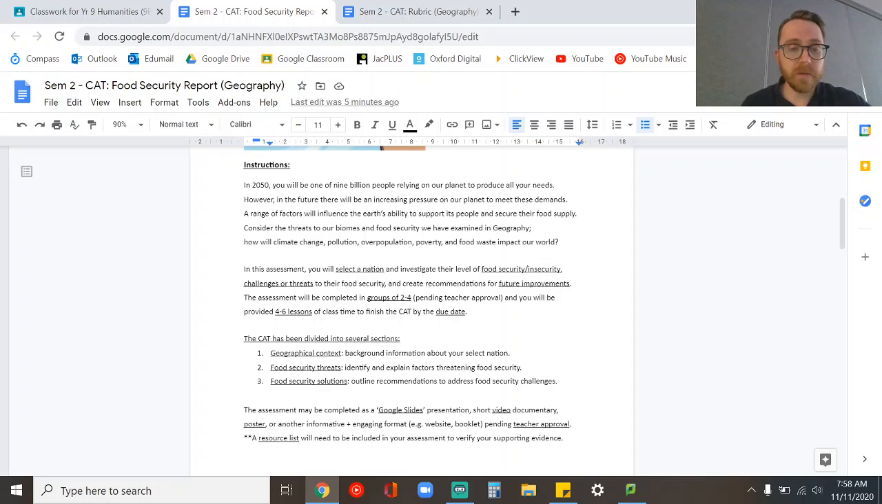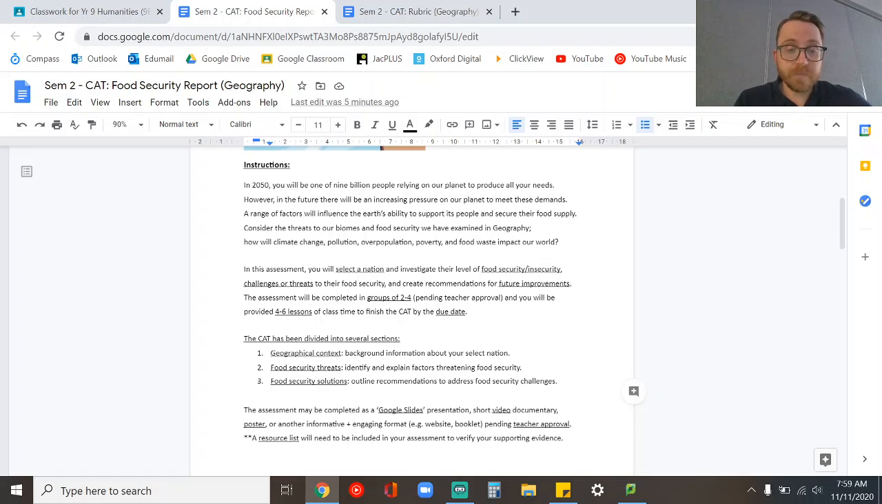So the CAT has been divided into several sections. And again, if you're working in a group, you can divide this up. So Jono works on section 1, Billy works on section 2, Bobby works on section 3. I'm not good with names. But anyway, the first section you need to provide is some background information about your nation. So before you tell me what food security is in Brazil, tell me about Brazil. Tell me the relevant geographical information about Brazil's location, their environment, their people.